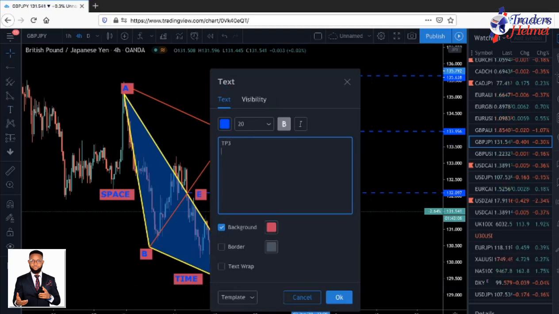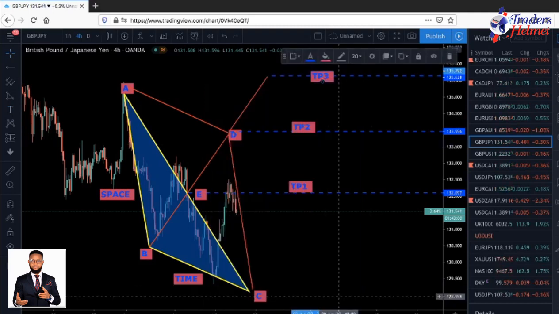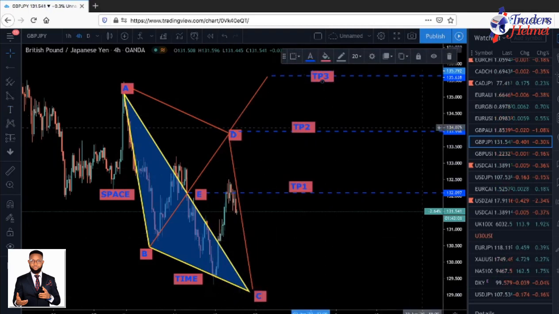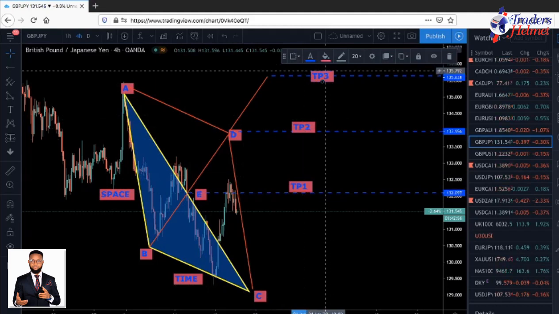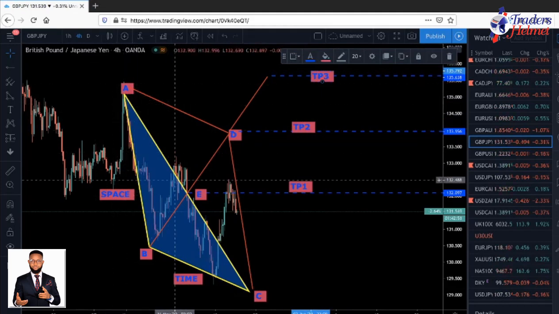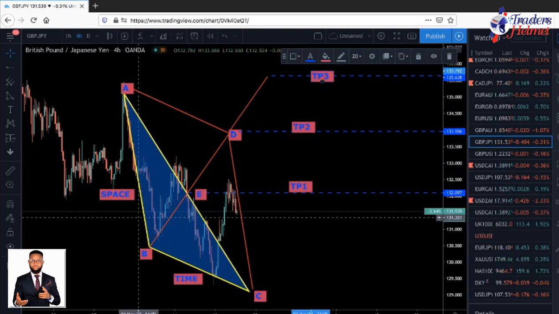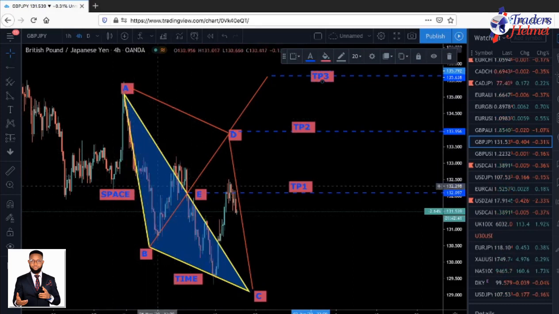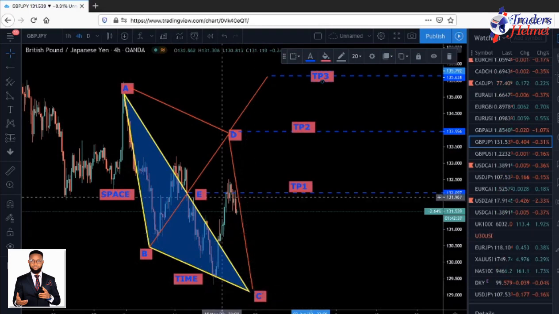All right, so let me explain it all over again. This is our TP1, TP2, TP3. Now, how do you trade this? Everything happens in the first triangle. Forget about the outside triangle you have over here.